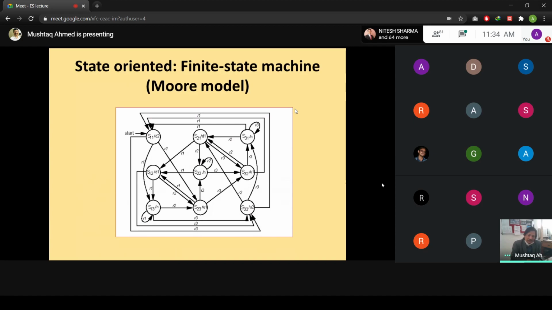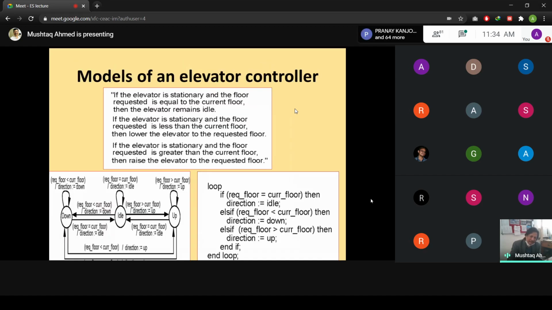For that, the Mealy machine type of modeling using the finite state diagram is an easier one, and we should follow that. So let us take an example of making a Mealy machine where we do require to make a model of an elevator controller. The condition is that if the elevator is stationary and the floor requested is equal to the current floor.